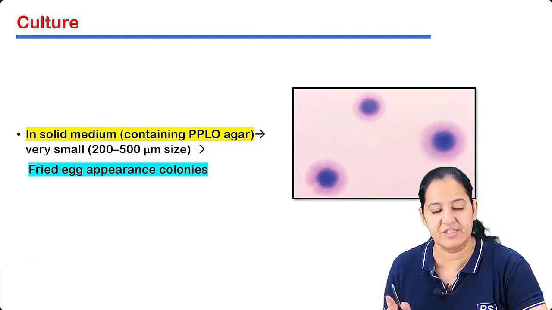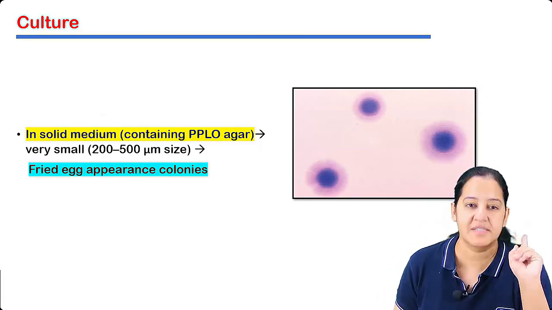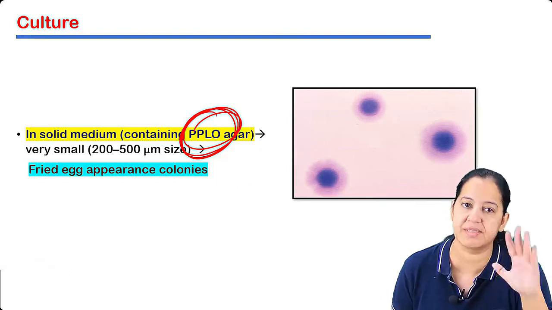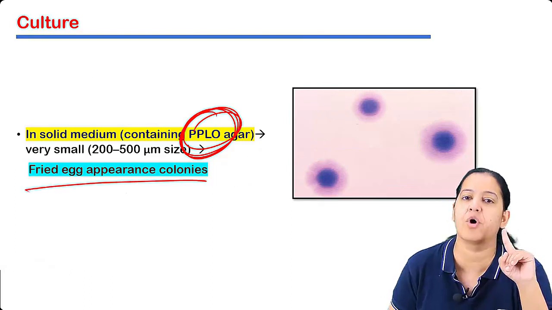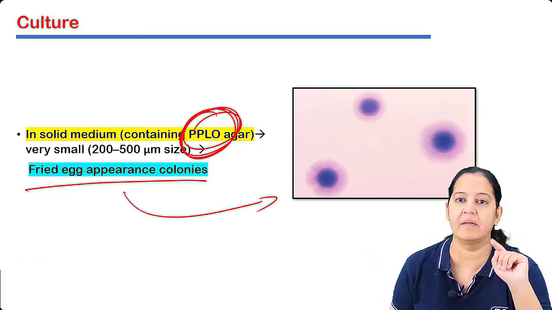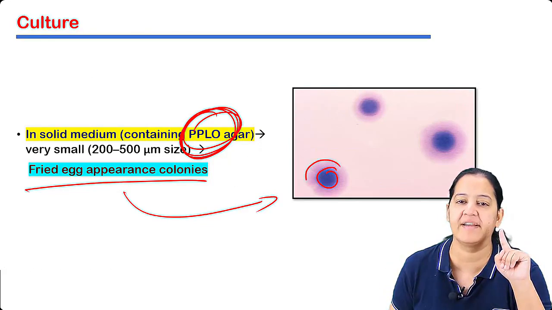Please learn its culture. The selective media is PPLO. What is the selective media? PPLO is the selective media, on which the appearance of the colony is fried egg. Can you see fried egg? Have you ever tried hatching an egg on a pan? So we see a yellow at the center and white at the periphery.